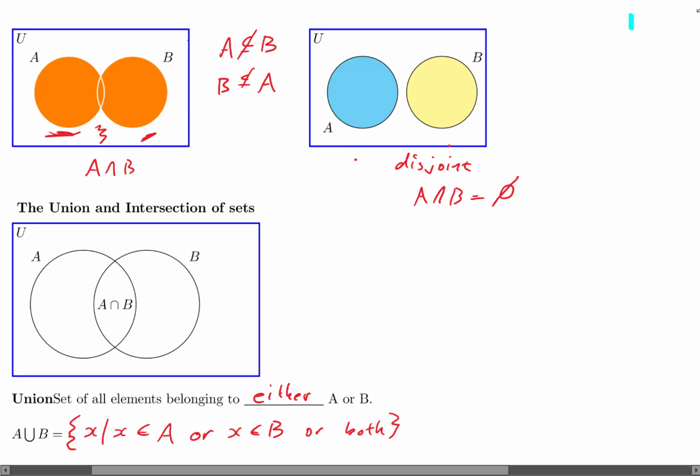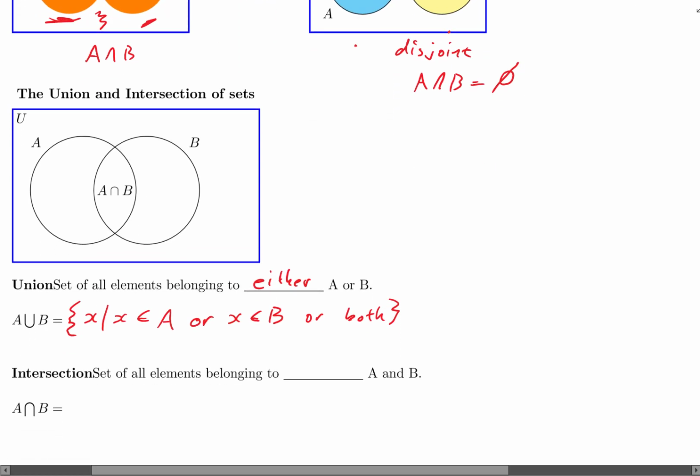Close the bracket. And now when we look at the intersection, it's a set of all elements belonging to both A and B, right? It's got to be in both of them. So in our mathematical notation, we would say X such that X is an element of A and X is an element of B. Close bracket. Okay.